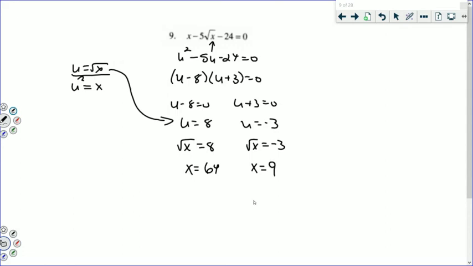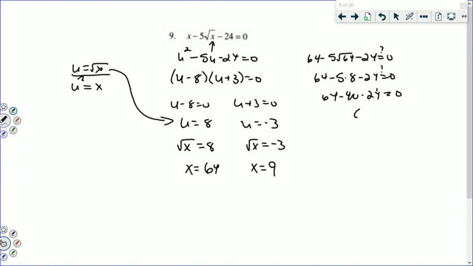But if we plug these in to check, 64 minus 5 times the square root of 64 minus 24 equals 0. So 64 minus 5 times 8 minus 24: 64 minus 40 minus 24 equals 0. Then 0 does indeed equal 0. So that works. 64 works.